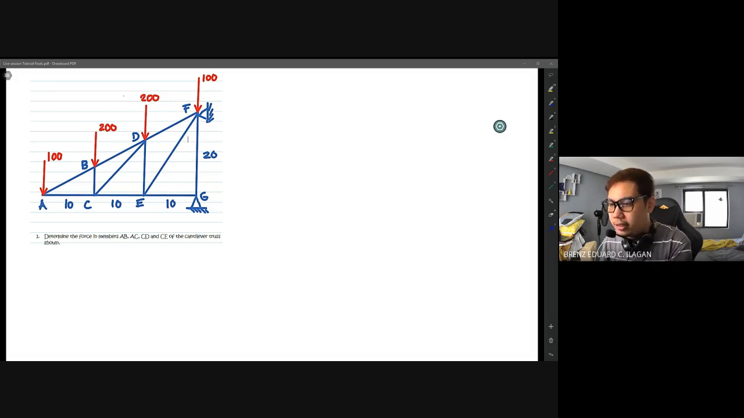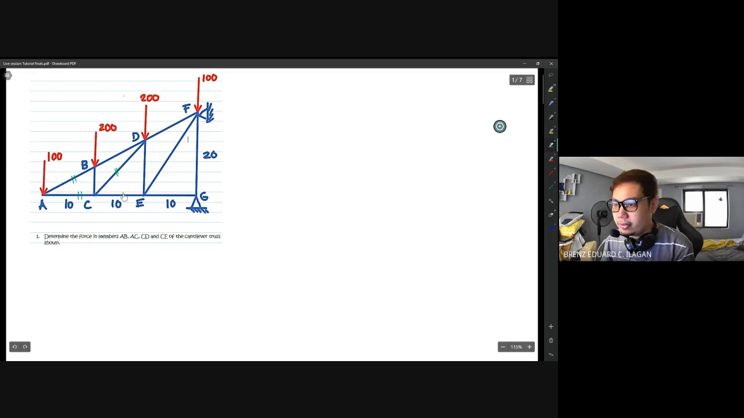Alright. So guys, for our first problem, basahin ko. Determine the force in members AB. So siguro lagyan natin ng markings. So kay AB, AC, CD, and CE.